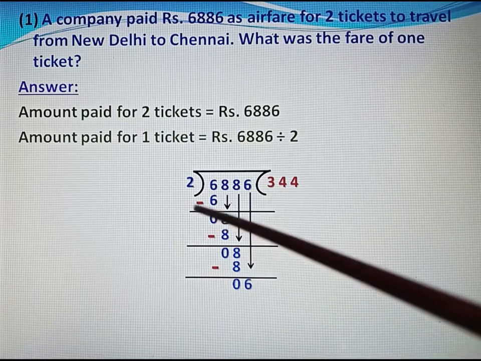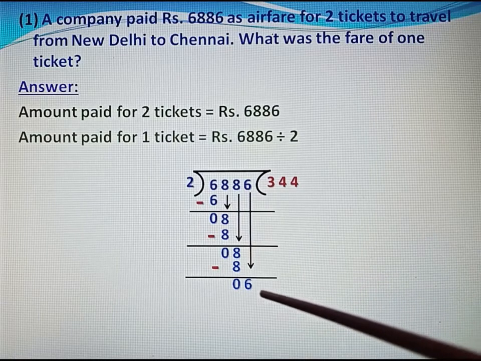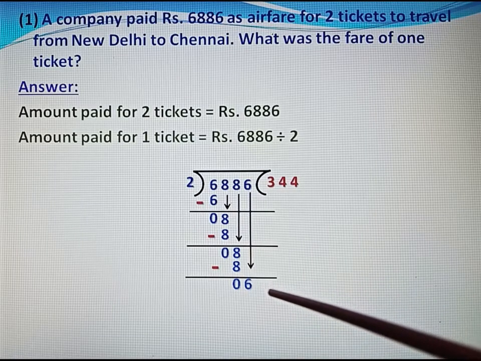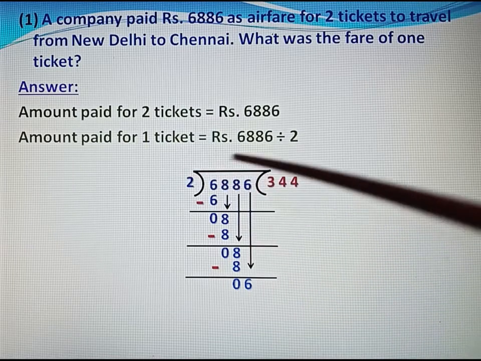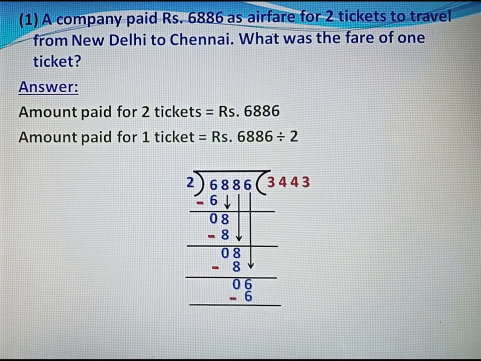Right here 6. Now again we will multiply this 2 by that number so that it is equal to 6 or less than 6. It should not be greater than 6. So we will multiply 2 by 3. 2 threes are 6, and then we will do subtraction. 6 minus 6, 0.